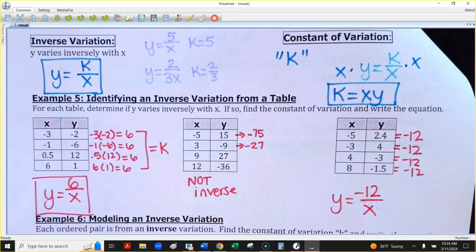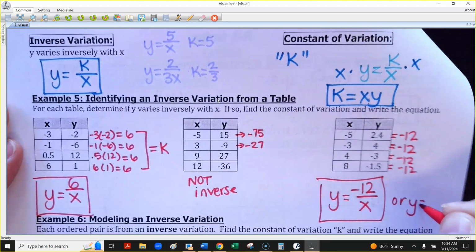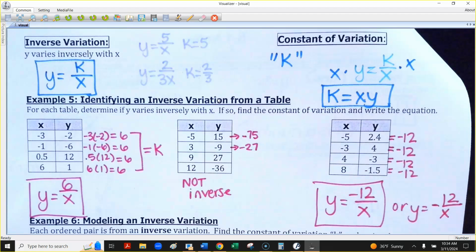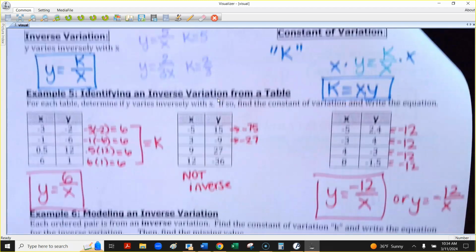Technically, I usually write it like this, but technically if you want to, you could put the negative in front of the fraction. It wouldn't have to. I usually just attach it to the k value, but you can put the negative out in front if you want to. Does anybody have a question? Okay, so similar, but you have to remember which one you're working with.